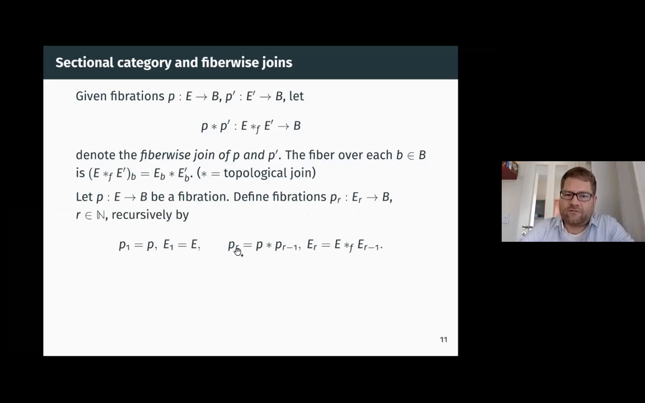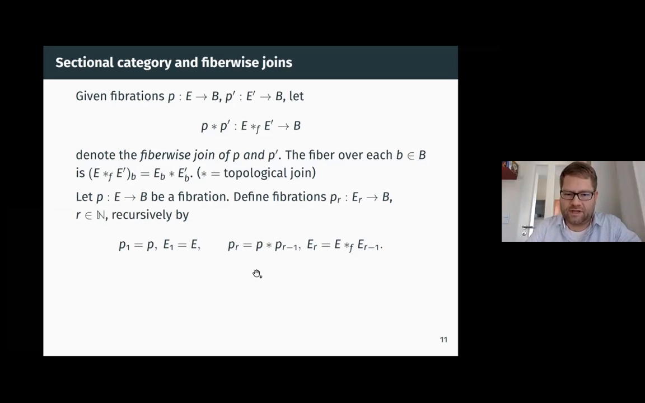Then I take the rth fibration as the fiber-wise join of P and the (r-1)th. So P2 would be the join of P and P. And then I join another copy of P, another copy of P, and so on, and so on. And so I get an infinite family of fibrations.